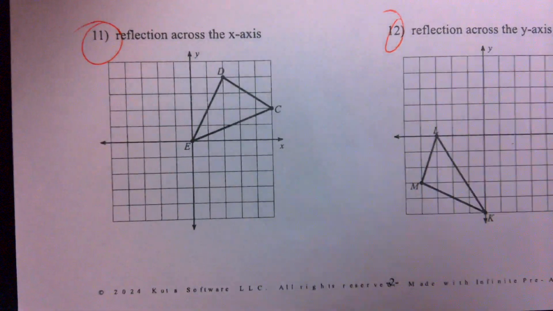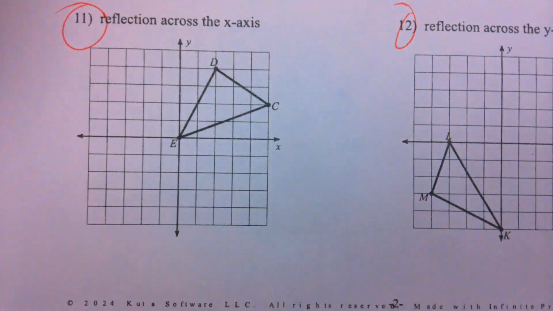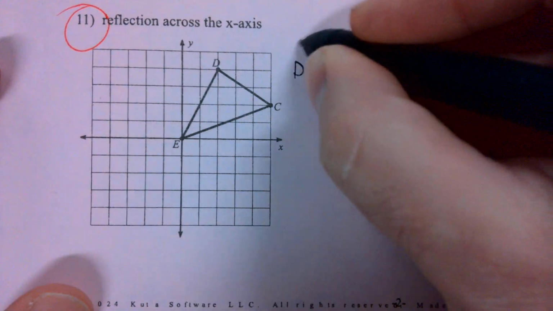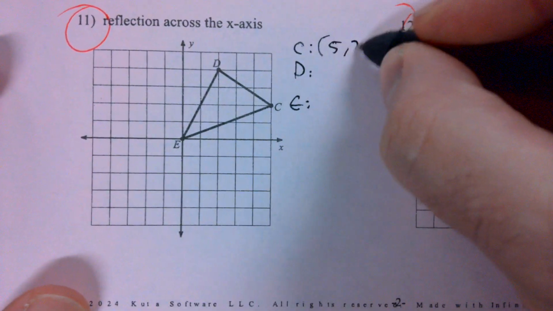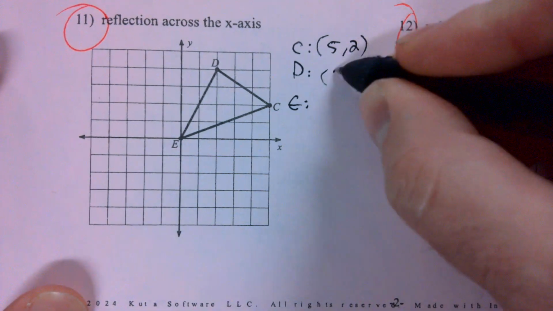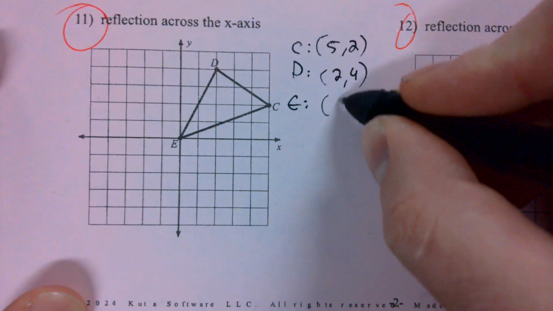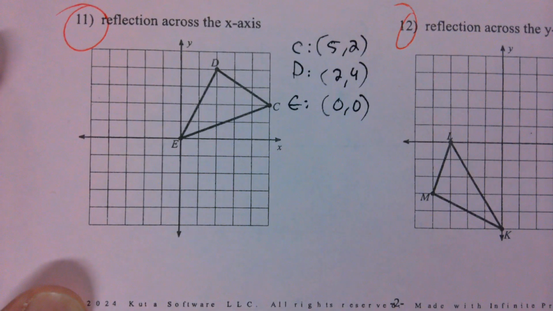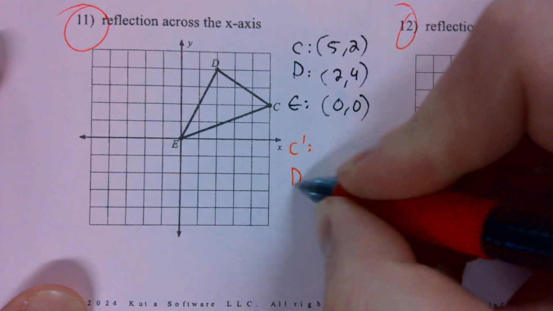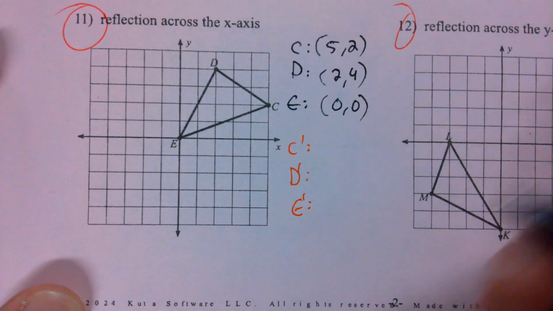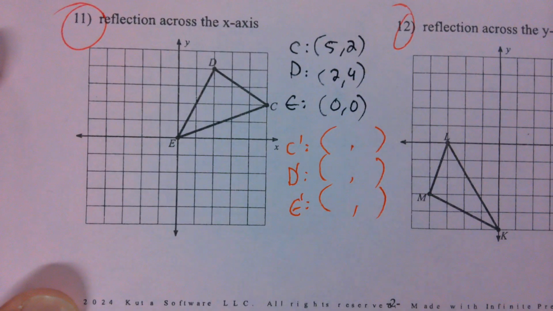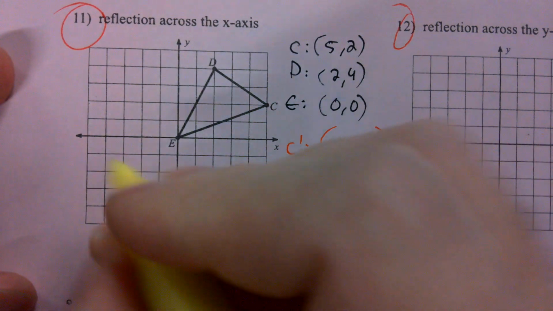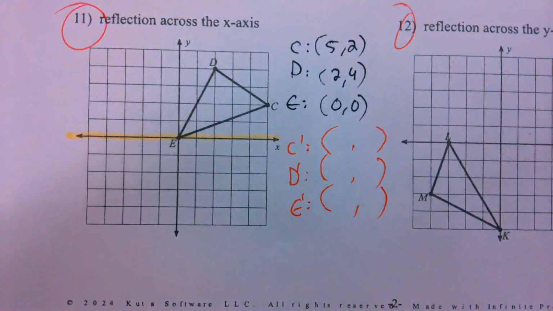Now 11 is a little bit trickier because where's point E on this triangle? 0, 0. C is at 5, 2. D is at 2, 4. And E is at 0, 0. And this is where I had a lot of questions yesterday. Rightfully so. We're going to reflect across the x-axis.